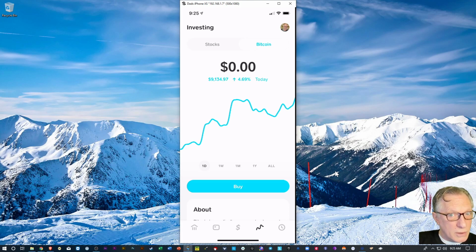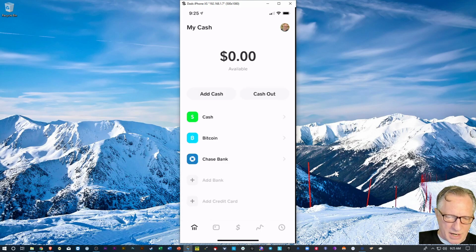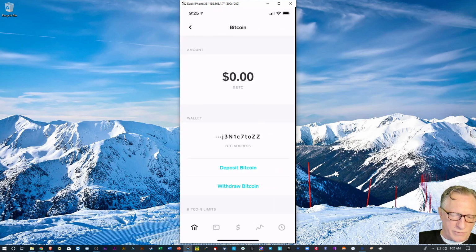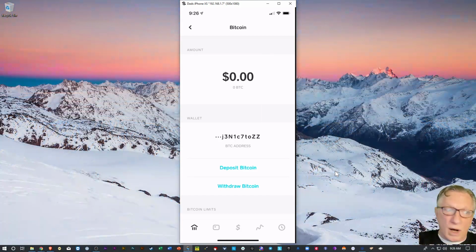And that's really cool. And I can hold Bitcoin in here. And I can even send and receive Bitcoin from here. So if you go over to the home, which is down there in the bottom left corner, you can see there that I have access to my Bitcoin holdings from here. And someone can send me Bitcoin based on my Cash App Bitcoin address. I can deposit Bitcoin from a different wallet into the Cash App if I want to.